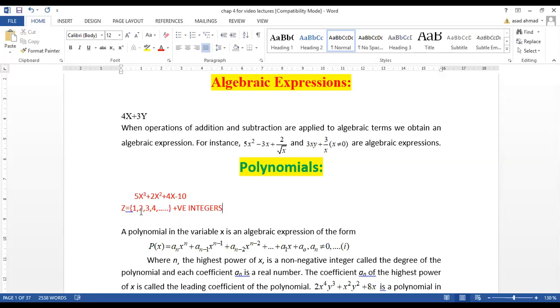Now the integers are either positive or negative, and I am telling you that they will not contain any decimal part or any fractional part. They will contain such numbers which are whole numbers, which are not in decimal form, which are not in fraction form. So this is the difference that you have to keep in your mind: integers are such numbers which are whole numbers that do not contain any fraction or any decimal part.